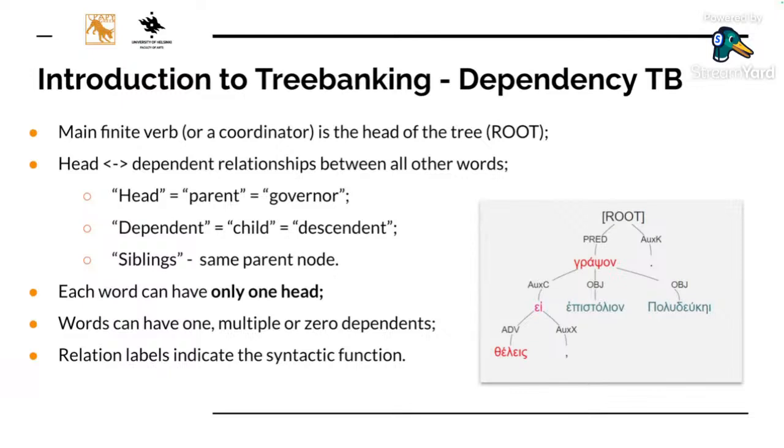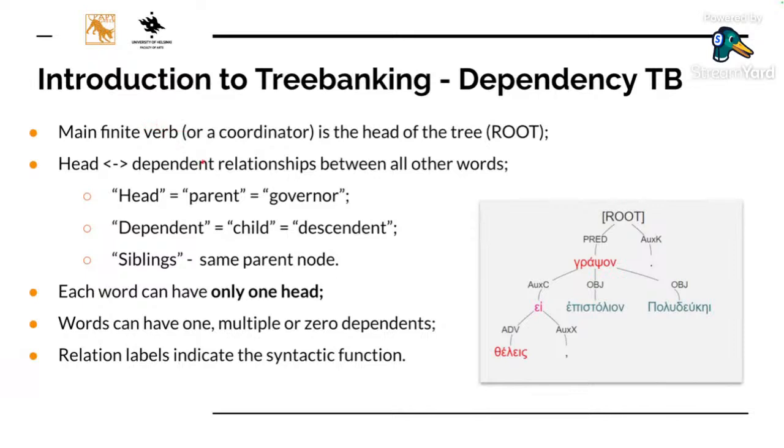So the most important thing in a dependency tree is the main finite verb. This is what gets attached to this abstract root of the sentence, or it could be a coordinator in case you have multiple main predicates. And then I am going to introduce you to some terminology if this is your first encounter with tree banking. And I have written here a little glossary because I use these interchangeably, so let's not get lost.